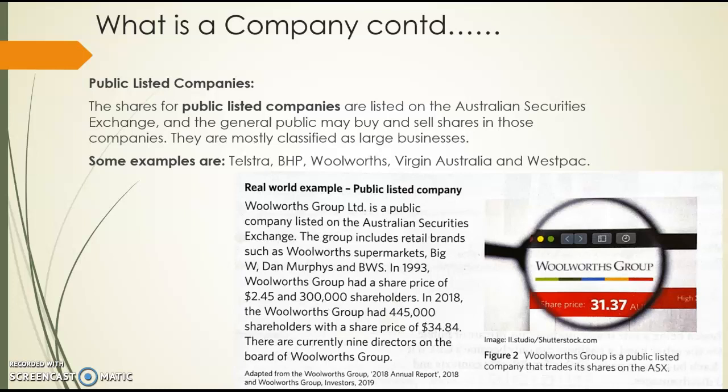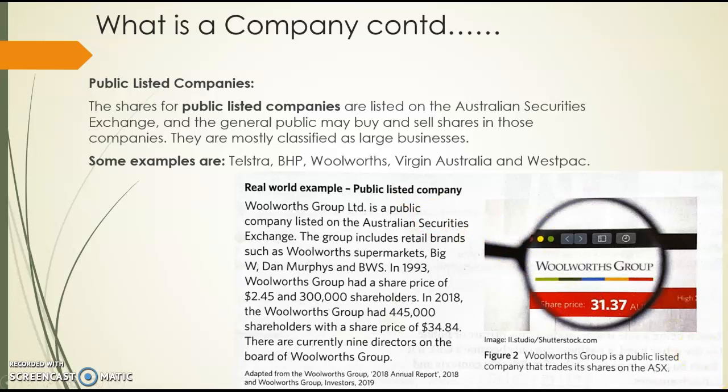Okay, the amount of shares we hold in that company is our share as well. Okay, so we will be treated as the owners, and whatever profit is left at the end of the year, that is distributed among the shareholders as well. Okay, some examples are Telstra, BHP, Woolworths, Virgin Australia, and Westpac. Okay, even Coles. Now, this is an example about Woolworths.